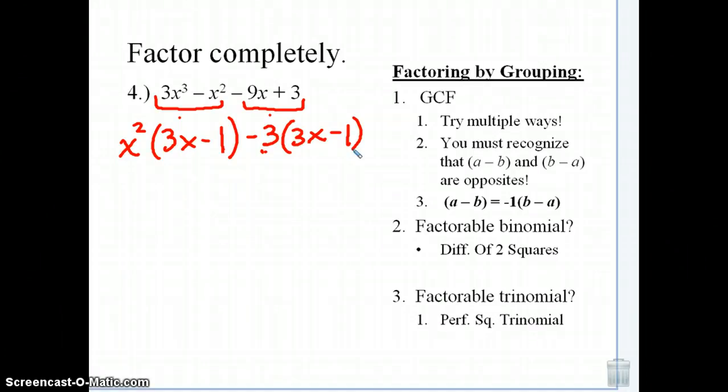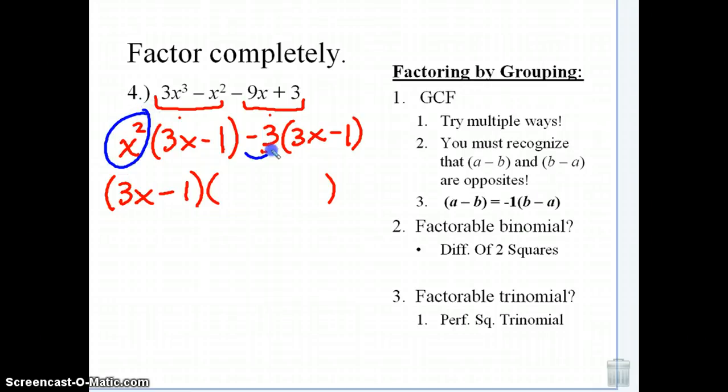Now, Cheyenne, GCF? 3x minus 1. Nice job. And when I pull out the 3x minus 1, I'm left with x squared minus 3. So I place the x squared minus 3 in here, and I end up with this factor. Now, there's one thing you have to double check. Look at this one. This is a perfect square. Is that a perfect square? No. So we're done.